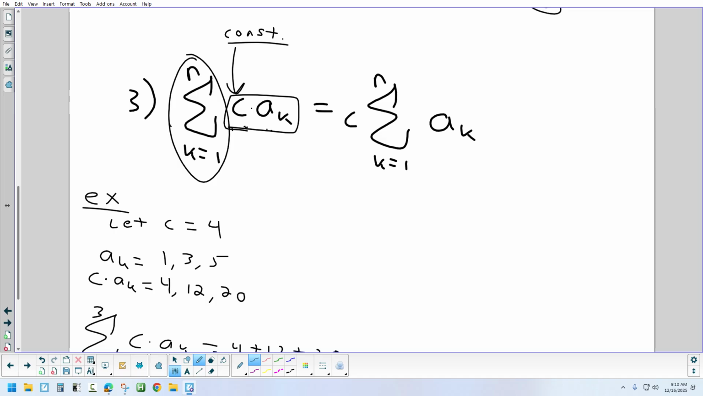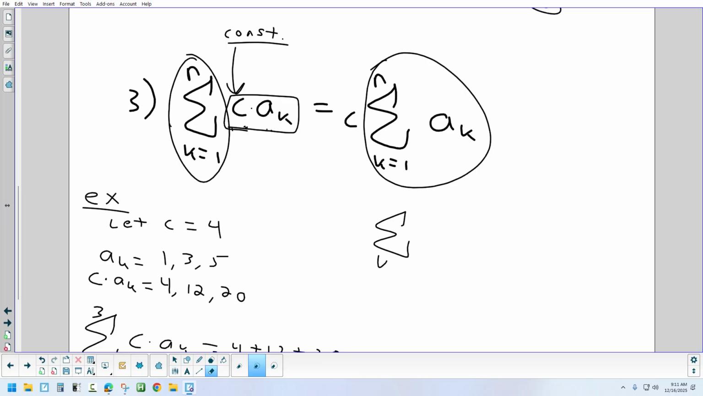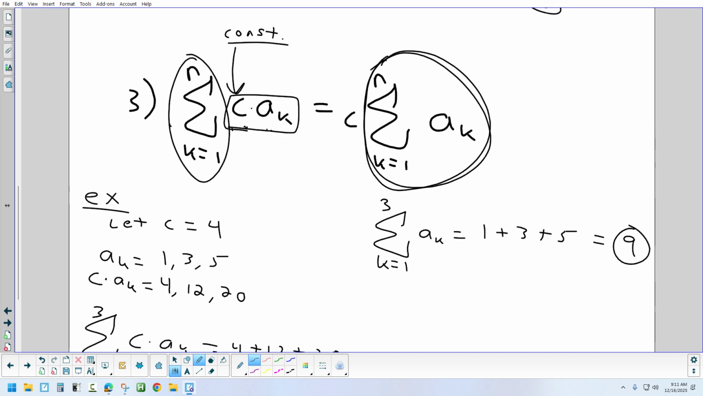Or, let's do it the way that's on the right. You do that part first. Add up all the numbers in sequence A. Actually, I'll come back to the C. I'm going to do that after. Okay, sequence A, 1, 3, 5. What do we get if we add 1, 3, and 5 together? 9. Okay, so now this part is 9, and you're going to multiply it by C.